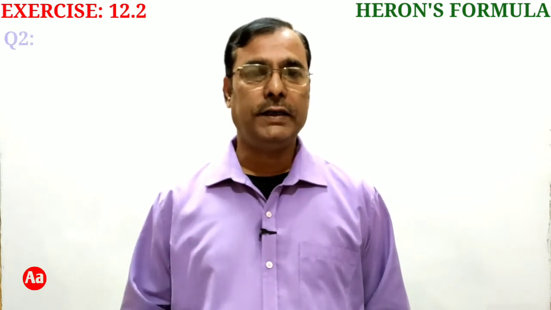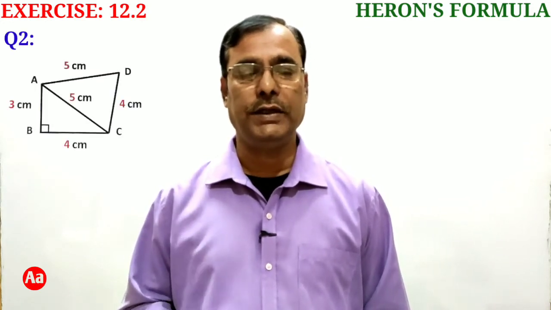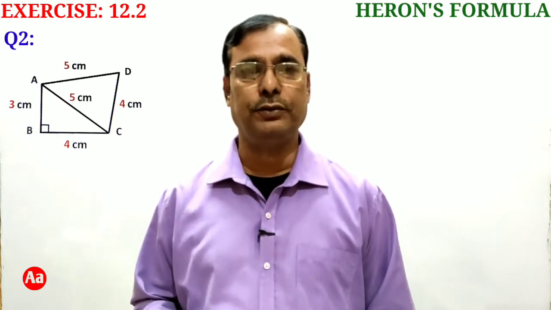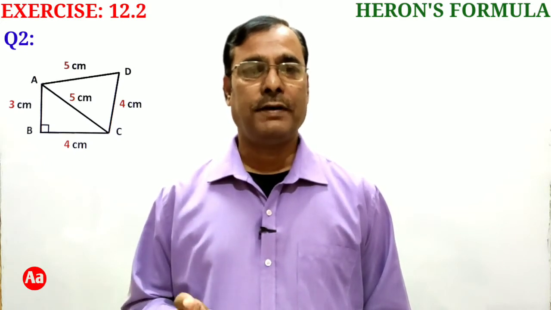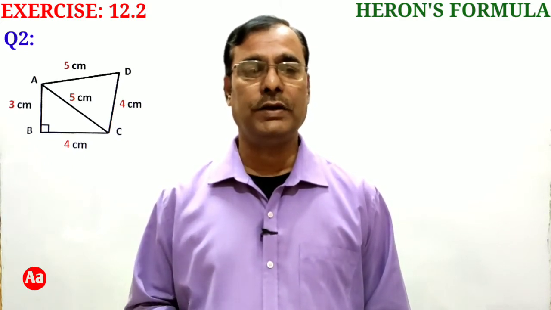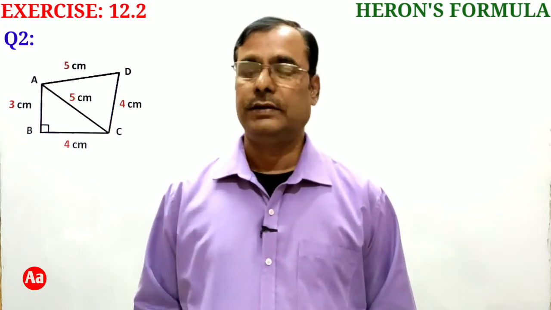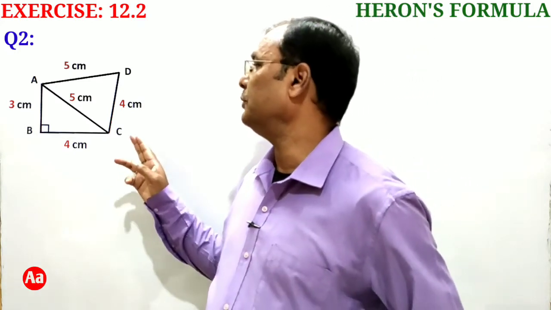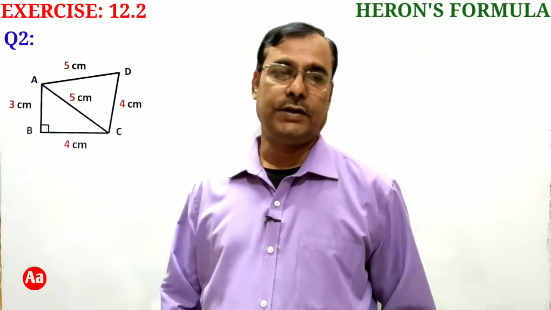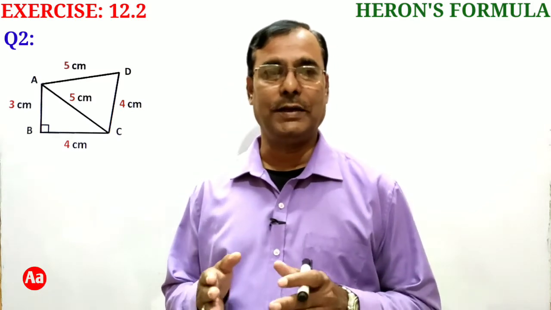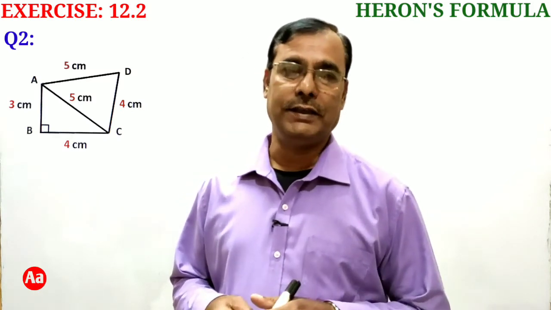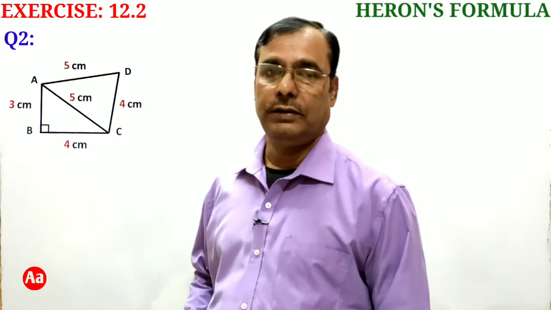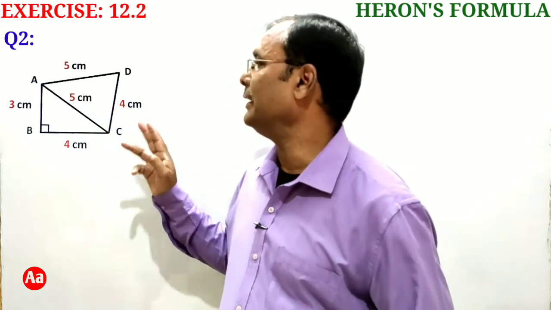Question number 2 is find the area of a quadrilateral ABCD in which AB equal to 3 centimeter, BC 4 centimeter, CD 4 centimeter, DA 5 centimeter and AC is equal to 5 centimeter. Look at this figure. ABCD is a quadrilateral and we are going to find out area of this quadrilateral. But again, Heron's formula we can apply in a triangle to find its area. This quadrilateral is given with 4 sides and 1 diagonal AC.